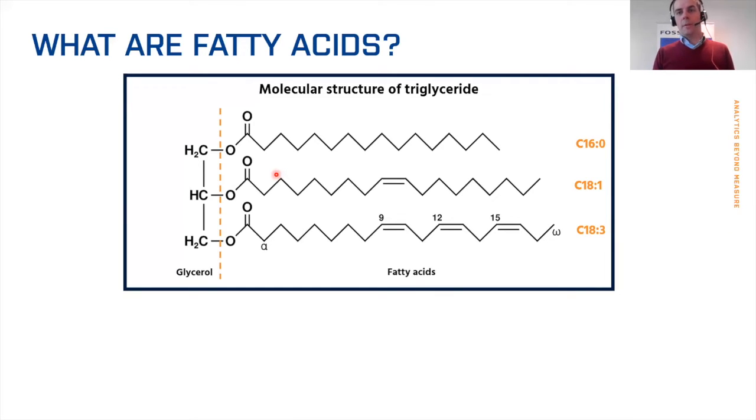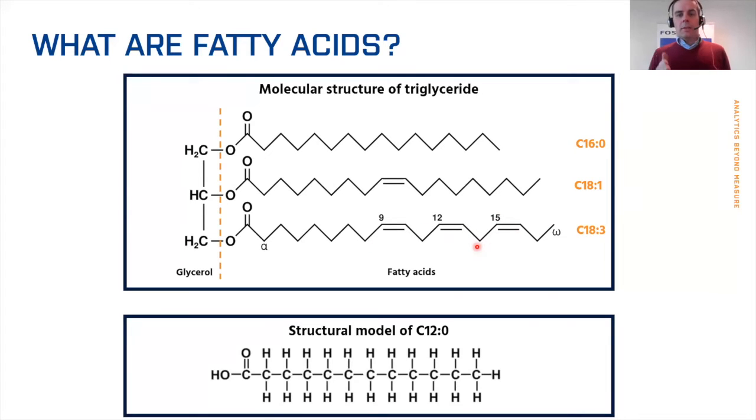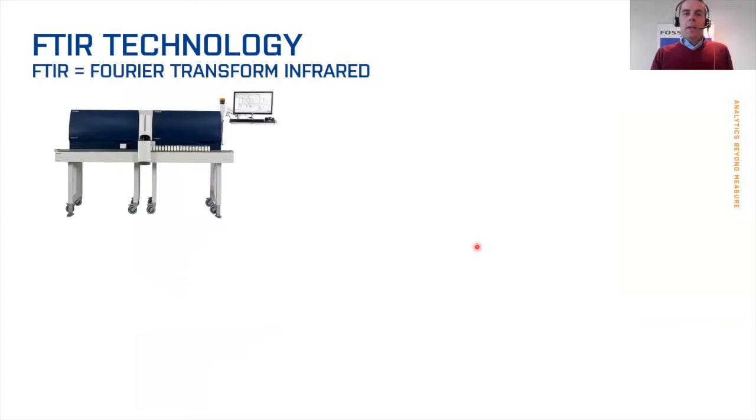In this example here, we have C16:0, which is just a carbon chain without any double bonds. Then we have C18:1, which means 18 carbons and 1 double bond, which is indicated here by these 2 lines. And then C18:3, where we actually have 3 double bonds. Again, the chains as such are just carbon chains.